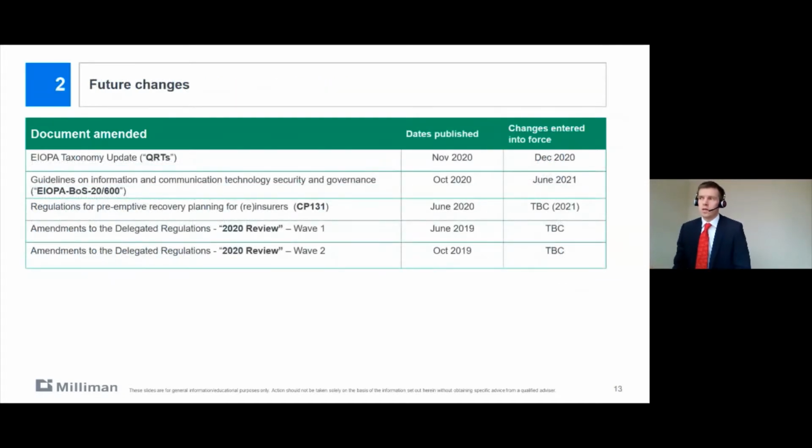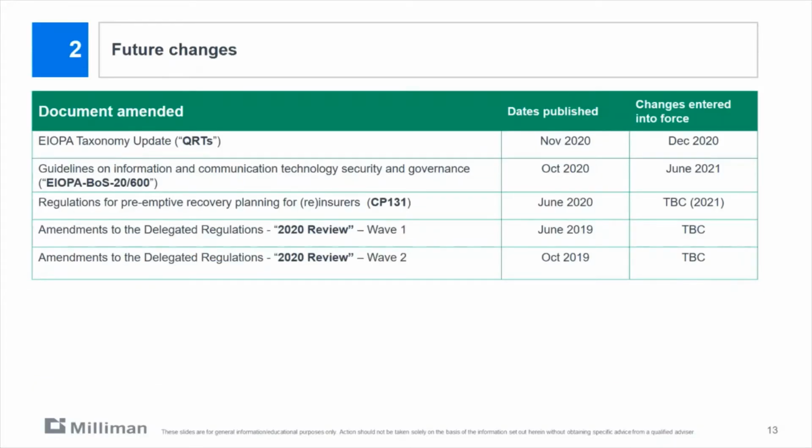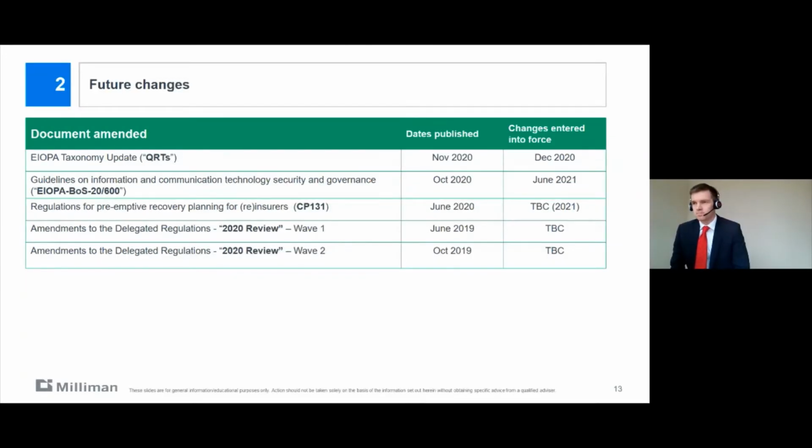Looking forward then, what are we going to be talking about this year? The EIOPA taxonomy updates. So again, some edits to the QRTs, but you'll be happy to know that they aren't as wide sweeping as the previous years. They will be enforced for year end. Another new piece is that there's a new level 3 guideline. So there's a guideline on information and communication technology, security and governance. There's quite a bit of detail in that. So another one of those level 3 guidelines, and I'll talk a bit about what's involved in that. That has now been published, but it won't actually come into force until June 2021. So we'll be updating the tool in the middle of next year to reflect that, but we'll give you a heads up on it now.